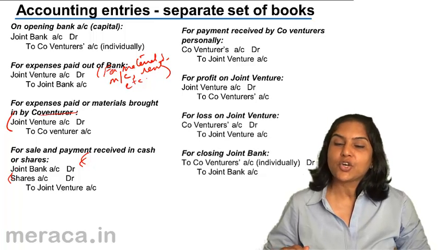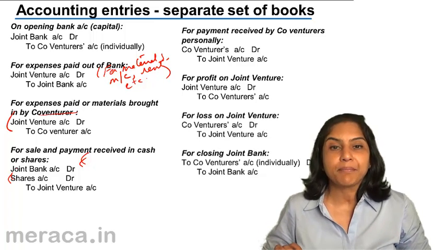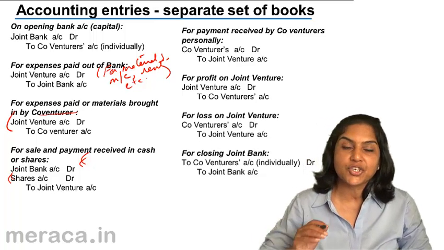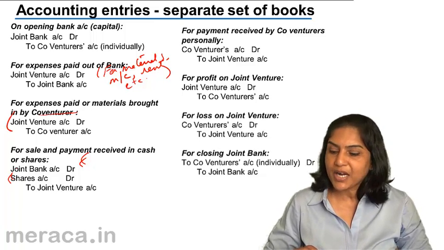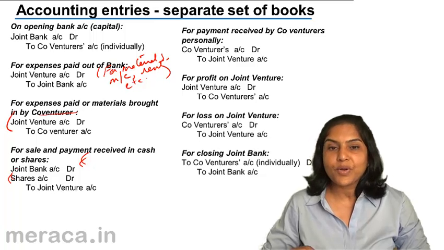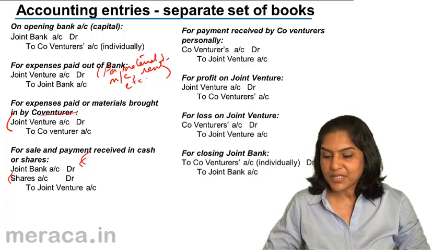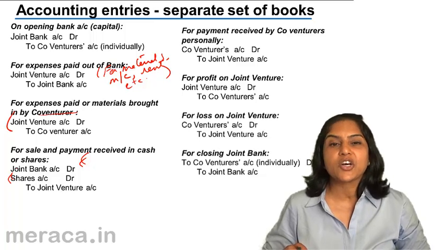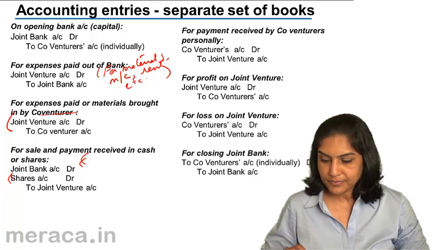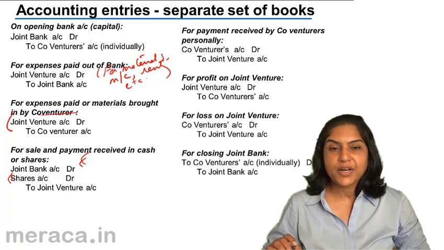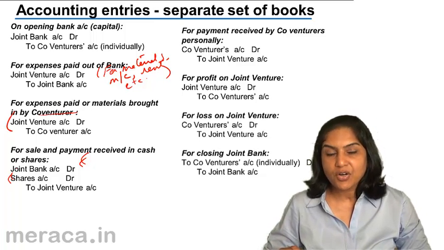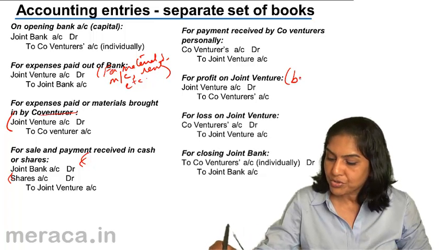If payment is received by a co-venturer personally, suppose some income is received actually by Bikash. It's not deposited into the bank but is personally received by Bikash. In that case, since Bikash receives the money, Bikash's account is debited to joint venture. So whichever co-venturer receives the money personally, his account is debited and the joint venture account is credited. Why is the joint venture account credited? Because it is an income of the joint venture. Ultimately, after having done all this, the balancing figure in the joint venture account would be the profit or loss. This is usually a balancing figure.